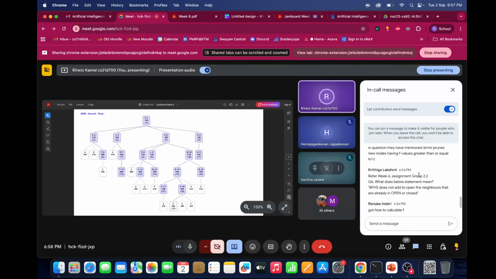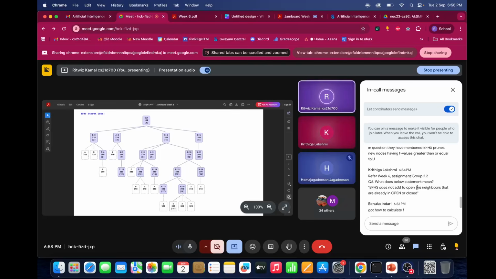In week 6 assignment group 2.2, BFHS does not add to the open list the neighbors that are already in the open or closed list. Yeah, this is similar to what breadth first search does, right? The plain breadth first search, BFS. But why do they say that it does not add to open the neighbors that are already in open or closed? Yeah, because that's what BFS also does, right?